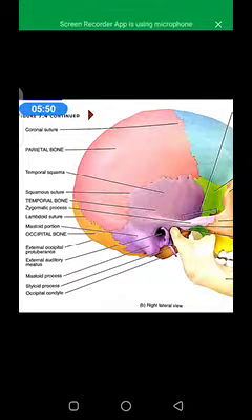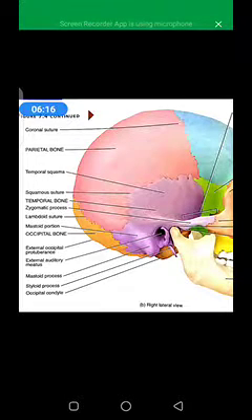Okay, the lambdoid suture connecting the parietal and the occipital bone. The mastoid portion, and the mastoid process is also there. You can feel the mastoid process below your ears, the hard process, and then there is the external auditory meatus, which forms the external ear.